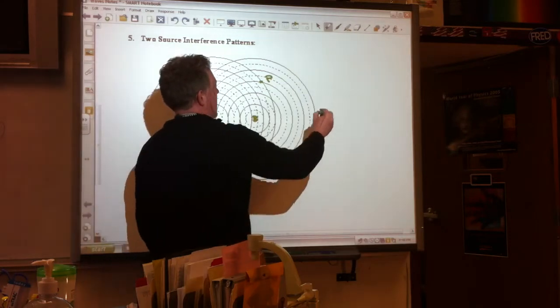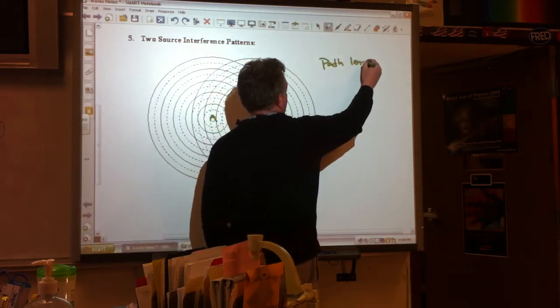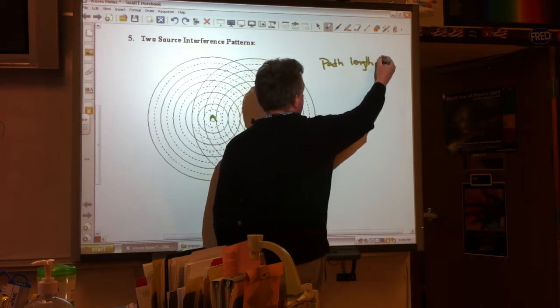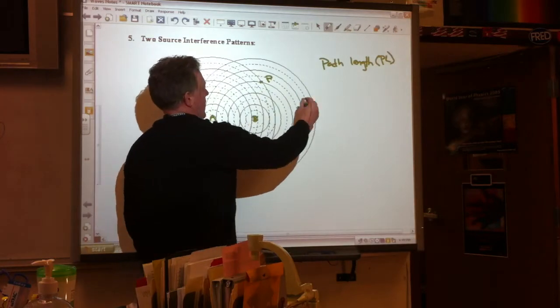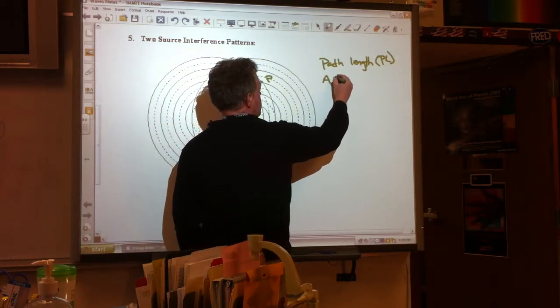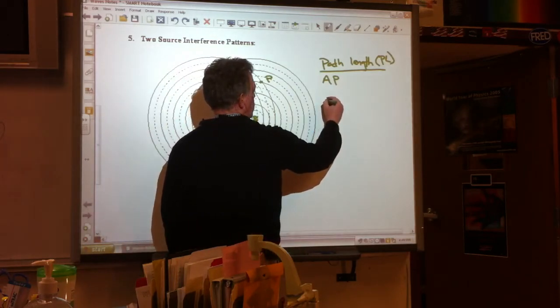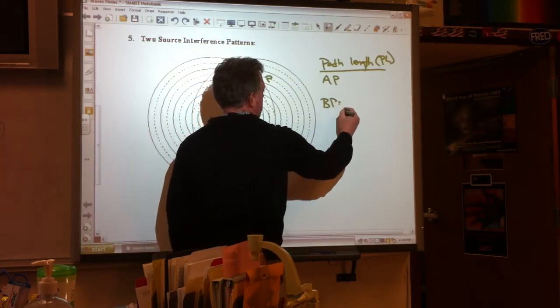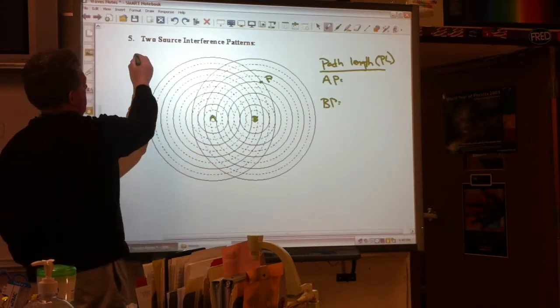Now, I'm going to find the path length. I'm going to use PL for path length as a shortcut. I'm going to find it from A to P, and then from B to P.